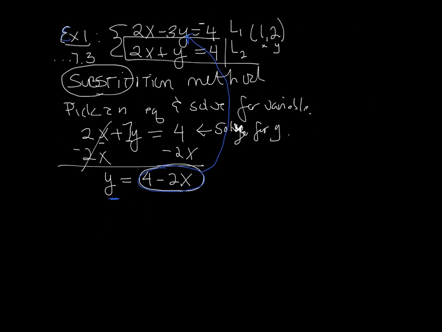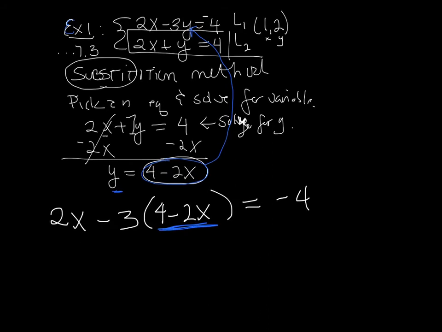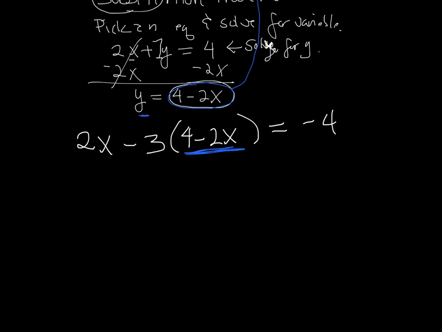Okay, so we have 2x minus 3, but what's y? Well, it's 4 minus 2x, right? This is my substitution. And that's going to be equal to -4. Okay, so now we have a nice linear equation in one variable, right? This should be familiar from chapter 6, right? This is a linear equation, right? We have some distributive property to do.